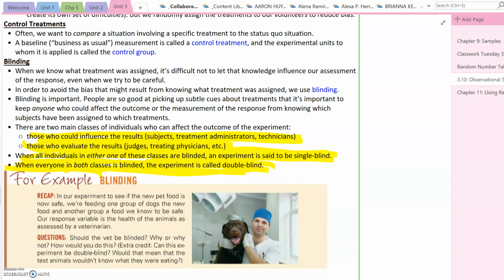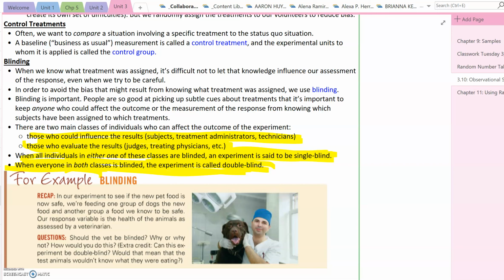we're feeding one group of dogs the new food and another group food we know to be safe. Our response variable is the health of the animals as assessed by a veterinarian. Should the vet be blinded? Why or why not? How would you do this? Okay, so should the vet be blinded? Definitely, because the vet might have some biases about that dog food, especially because that vet probably treated dogs that were severely ill because of that dog food before, when it was not safe. So that vet definitely needs to be blind.